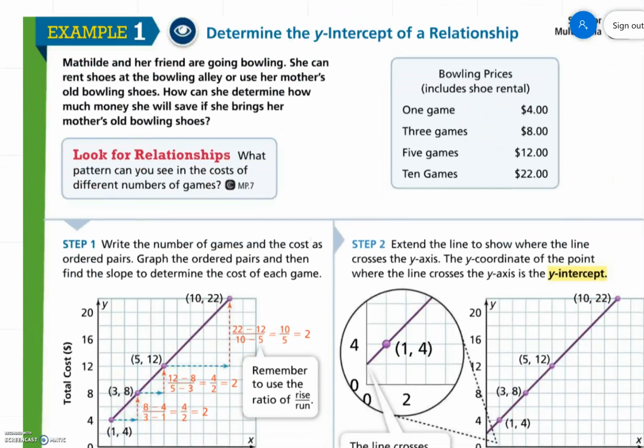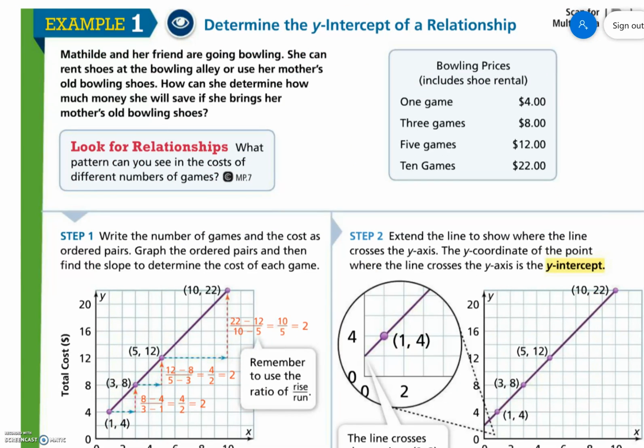Example number 1. Determine the y-intercept of a relationship. Matilde and her friend are going bowling. She can rent shoes at a bowling alley or use her mother's old bowling shoes. How can she determine how much money she will save if she brings her mother's old bowling shoes? So if she brings her mother's bowling shoes, she's not going to have to pay for the shoes.